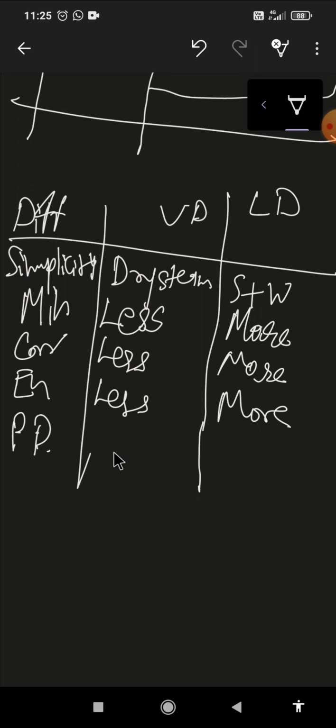Here the power density is higher, due to the higher temperature of the geothermal fluid. Here it is less due to the low temperature of the geothermal fluid. So these are the differences between vapor dominated and liquid dominated. As you can see, the vapor dominated system is more convenient than the liquid dominated system. So these are the main differences between the two systems.